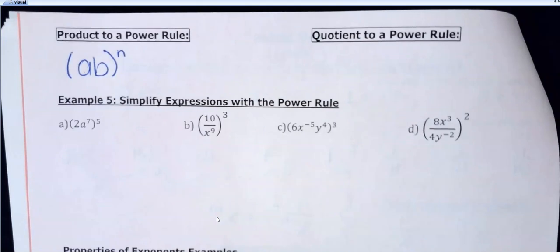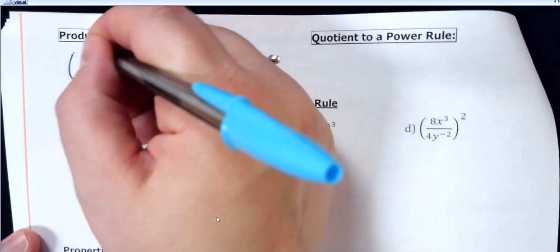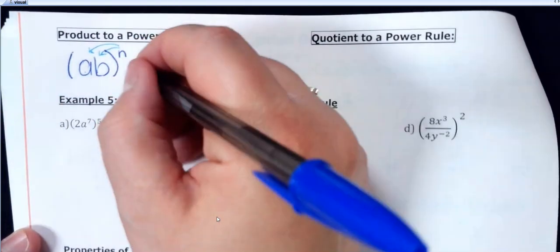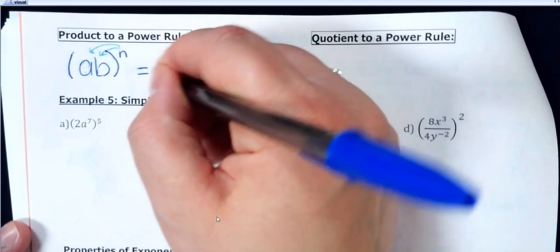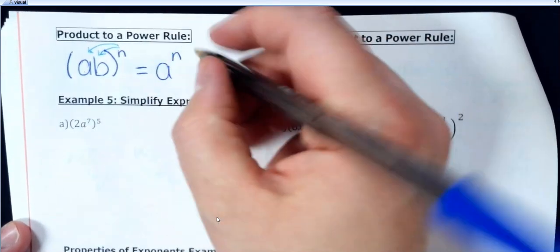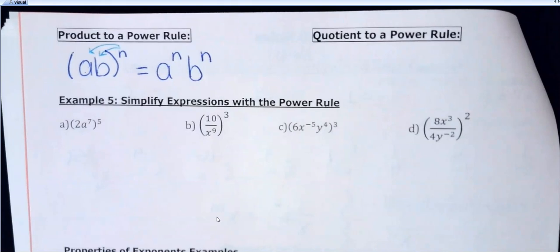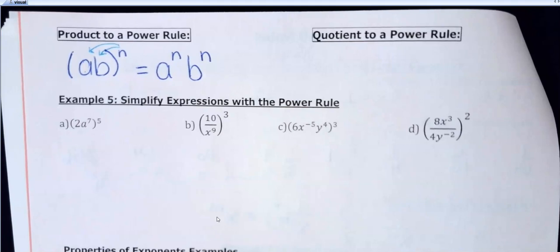This works almost like a distributive property. What you're going to do is give that exponent to anything that's in the product. So to get rid of those parentheses, this would be a to the n times b to the n. And you might have to apply the property we just talked about, power to a power. You'll see that in some of my examples. But you have to give that exponent to everything inside the parentheses where you have your product.